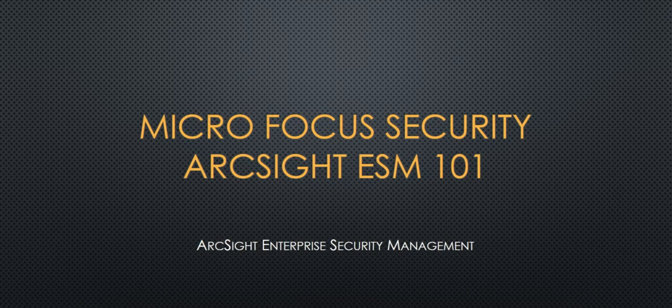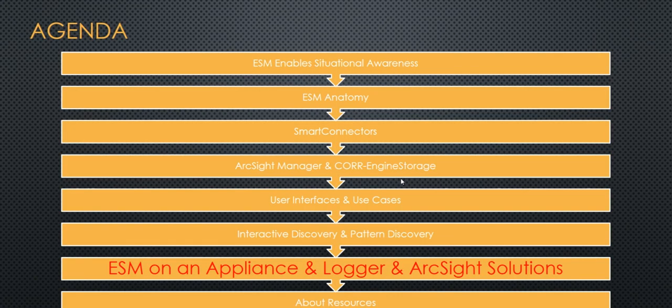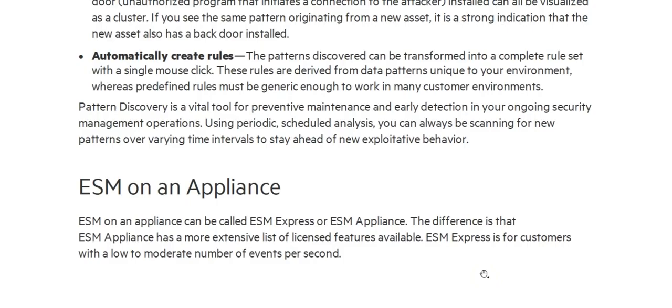Hello and welcome to this new lesson of the ArcSight Enterprise Security Management chapter of the ESM 101 document. In this lesson, we will cover three sections: ESM on an appliance, logger, and ArcSight solutions. So let's start with the first section.